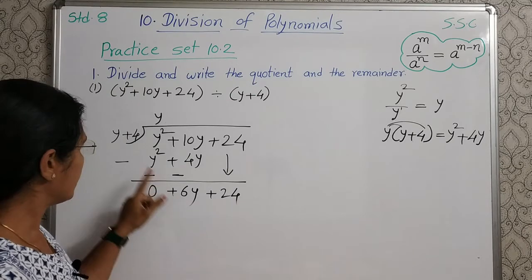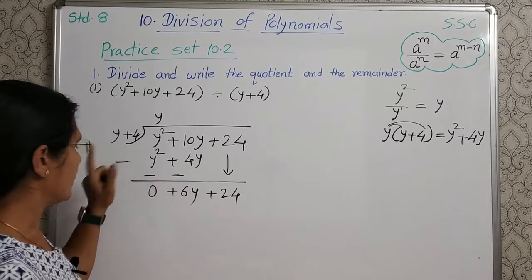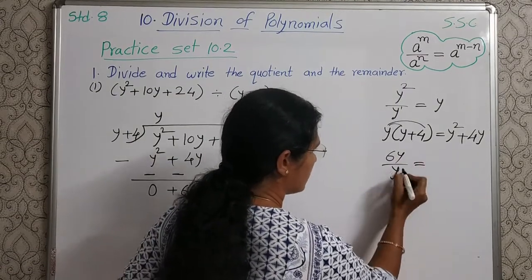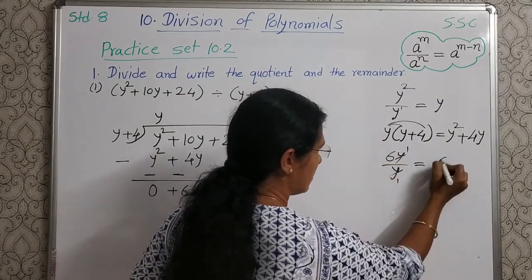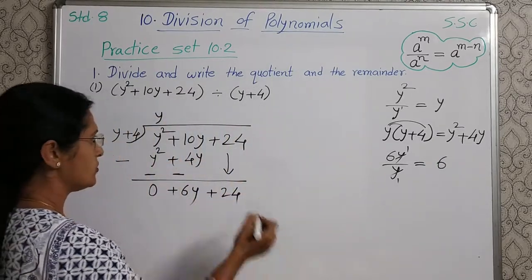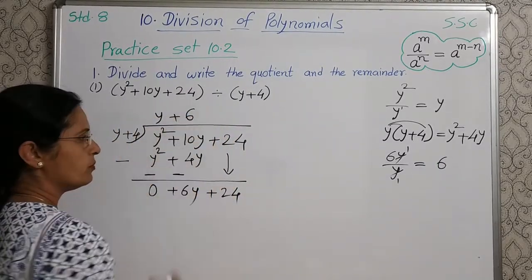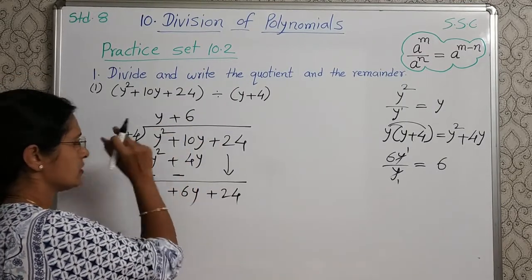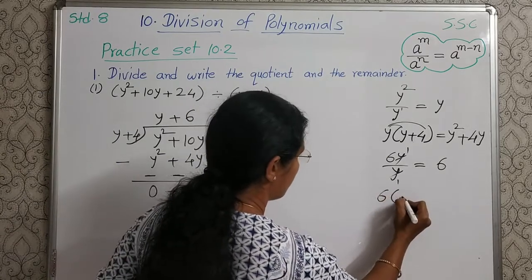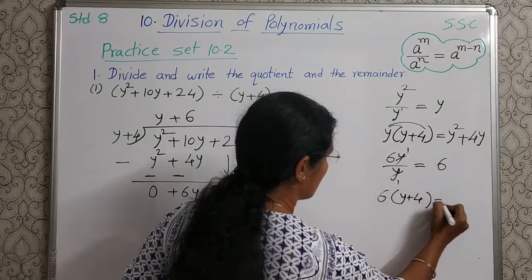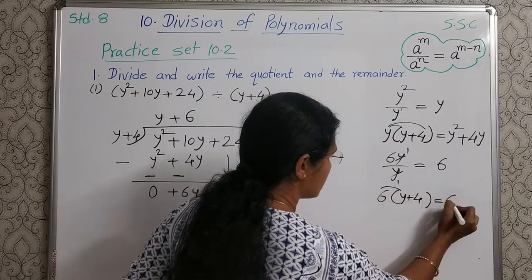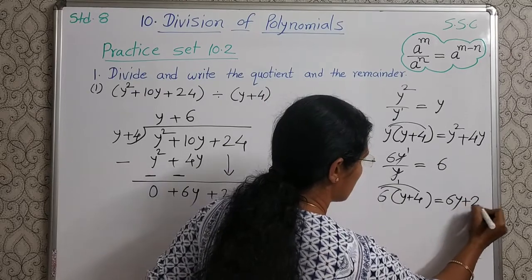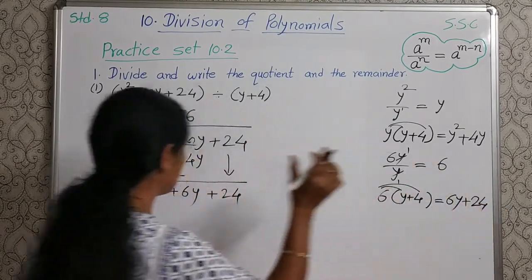Now again we will divide 6y by y. So here 6y divided by y. So this y and this y will get cancelled and the quotient will be positive 6. So write here plus 6. Now this quotient will multiply with this divisor. So 6 multiplied by y plus 4. Now 6 into y is 6y. 6 into 4 is plus 24. Now write this product here.